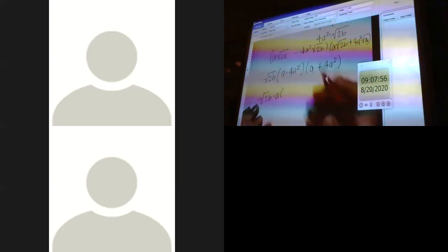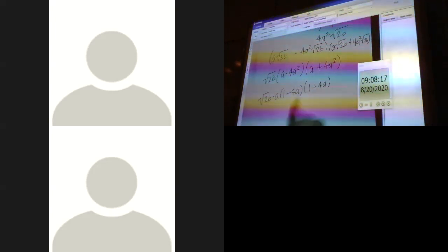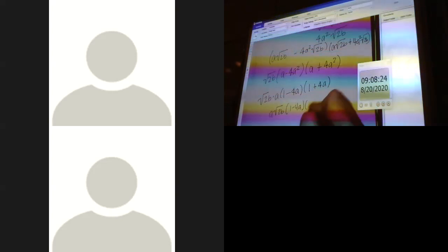What times a equals a? 1 minus what? Minus 4. And then that would be 1 plus 4a. And to write it properly, we would say a times the square root of 2b times 1 minus 4a is 1 plus 4a.